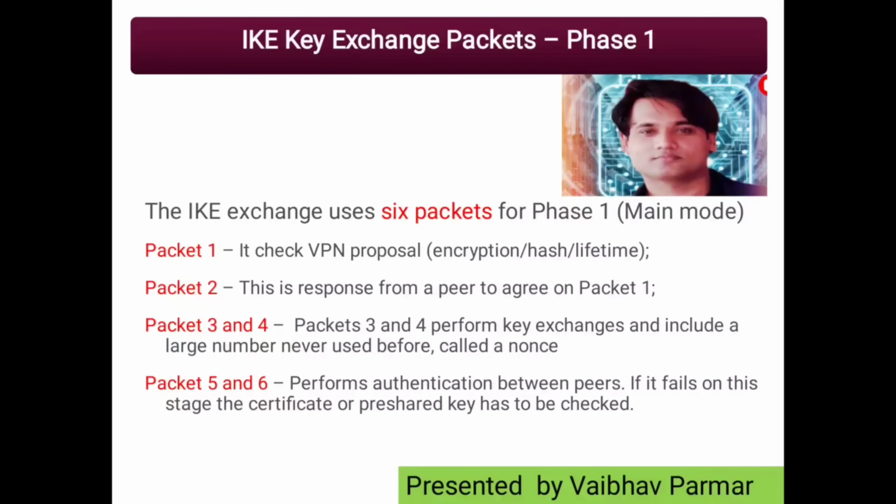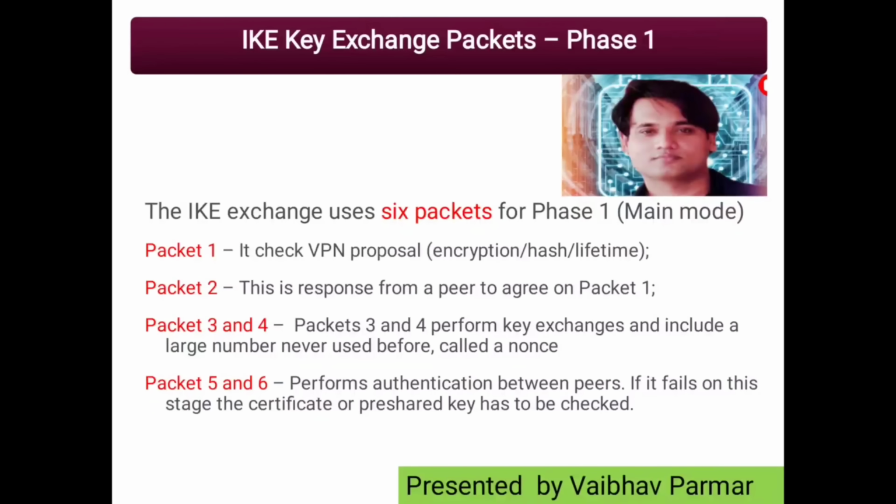Now let's understand the IKEv1 stages with the packet exchange. Packet 1, it checks the VPN proposal like encryption, hash, lifetime. Packet 2, this is the response packet from the peer which gives agreement or disagreement to the packet 1 proposal.